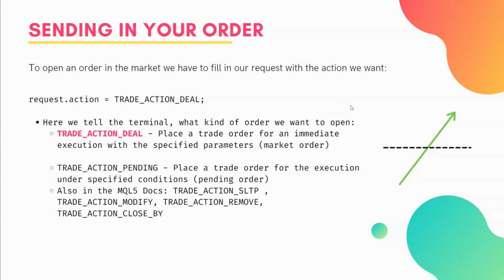TRADE_ACTION_DEAL places an order for immediate execution with the specified parameters, which is a market order. TRADE_ACTION_PENDING is to place a pending order for things like limit orders or a stop order. And you've also got the different actions within the MQL5 docs, including closing the order, modifying the order, say you want to add a take profit and stop loss, or to remove the order if it's not been opened fully yet, you can do that to remove.